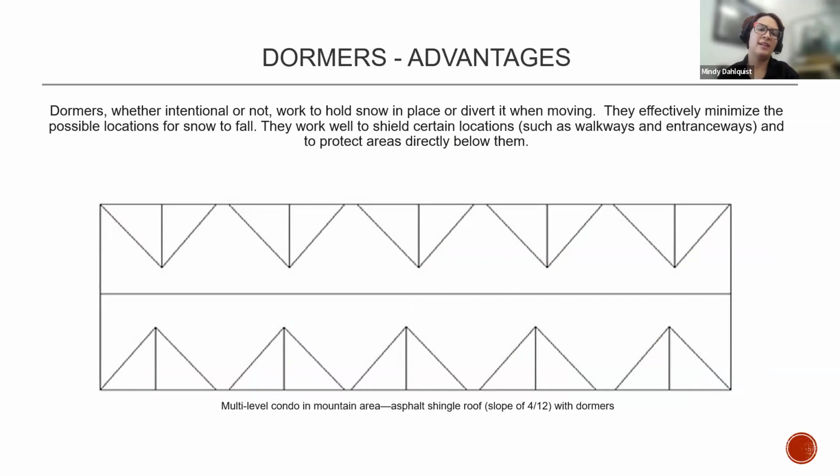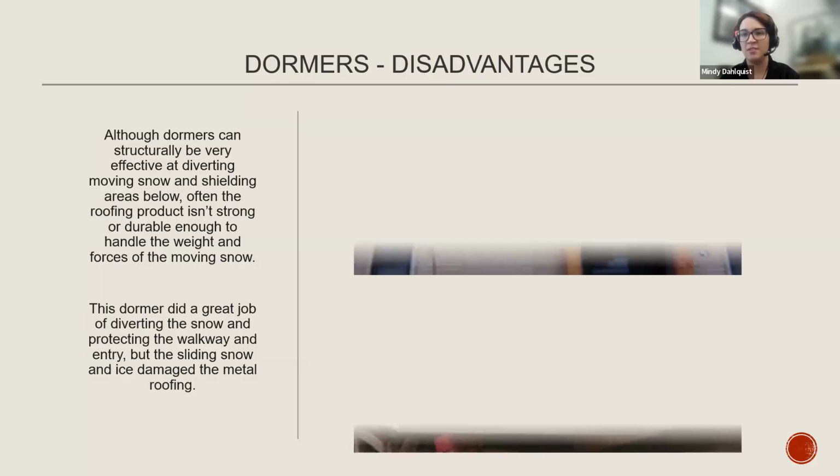Dormers are something that I like to give a little shout out to, whether it was ever intentional or not. They actually do work really well to hold the snow in place or divert it once it's moving. They can minimize the locations that the snow is able to fall and shield those locations, such as walkways and entranceways, to protect people or things below them. They do come with their own list of disadvantages, though.